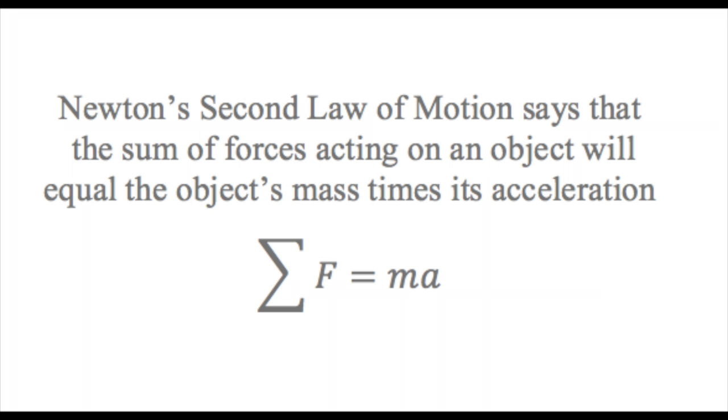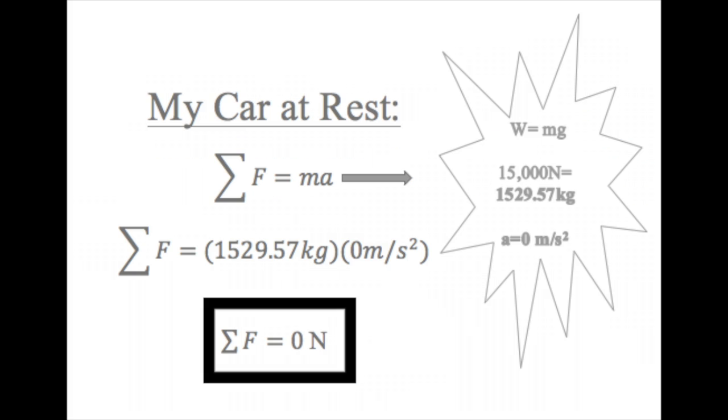Newton's second law of motion says that the sum of forces acting on an object will equal the object's mass times its acceleration. This problem represents the sum of forces present when my car is at rest. 15,000 newtons is converted to 1,529.57 kilograms, and the acceleration is 0 meters per second squared. One would multiply these values to figure out that the sum of forces within the system is 0 newtons.